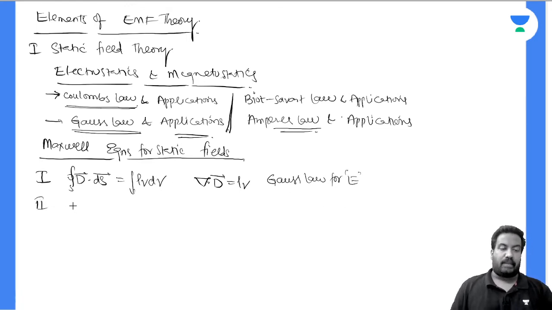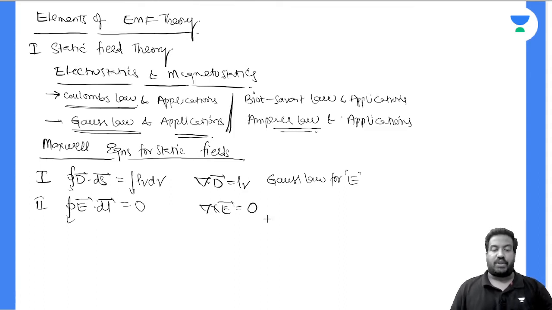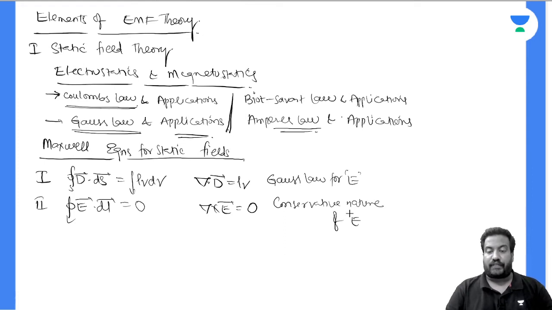Second equation: closed loop integral of E dot dl is 0. Differential form: del cross E is 0, which implies the static electric field is conservative and irrotational, because its rotation is 0. This is called the conservative nature of the electric field.